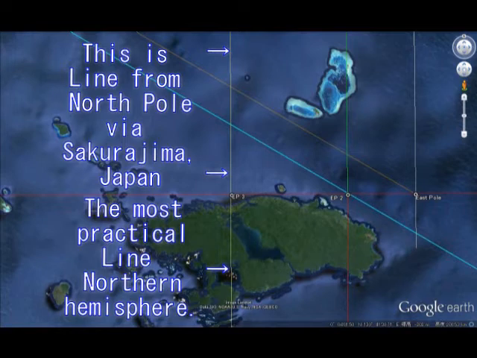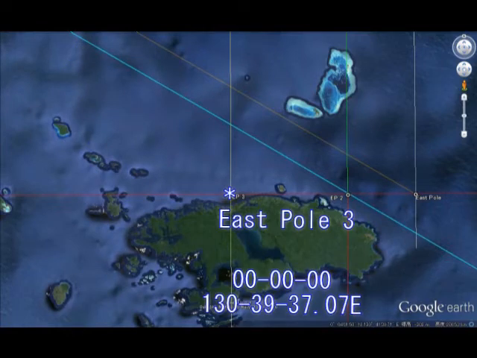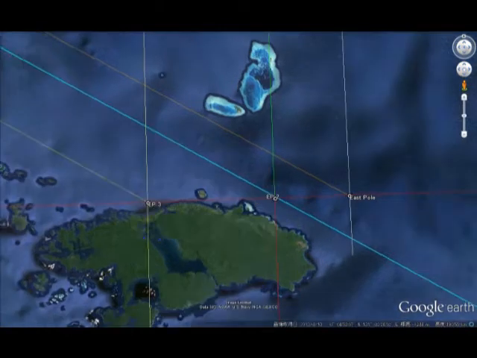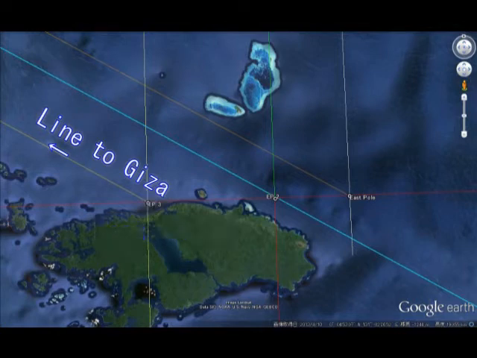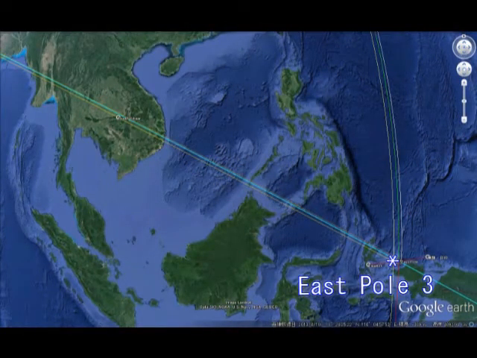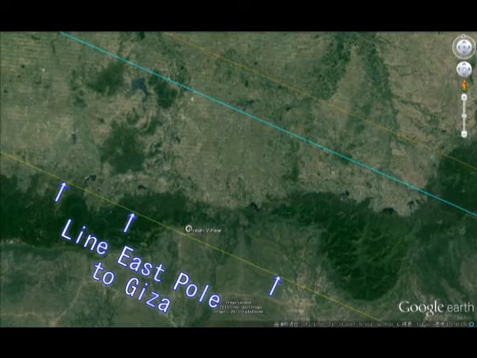So I draw again from the North Pole via Sakurajima, Japan, down to the equator, and this is East Pole 3. And this East Pole 3 is very convenient and practical to use in the actual investigation or examination of the Earth. And this is East Pole 3, and I draw a line between East Pole 3 and Giza. And this line comes from Giza to East Pole 3.